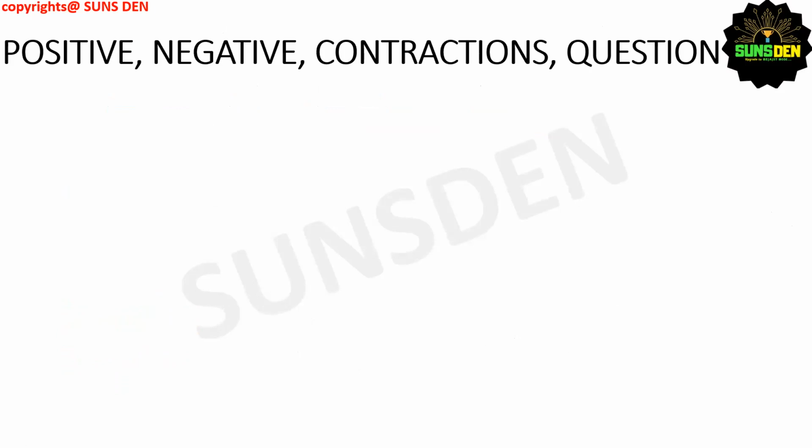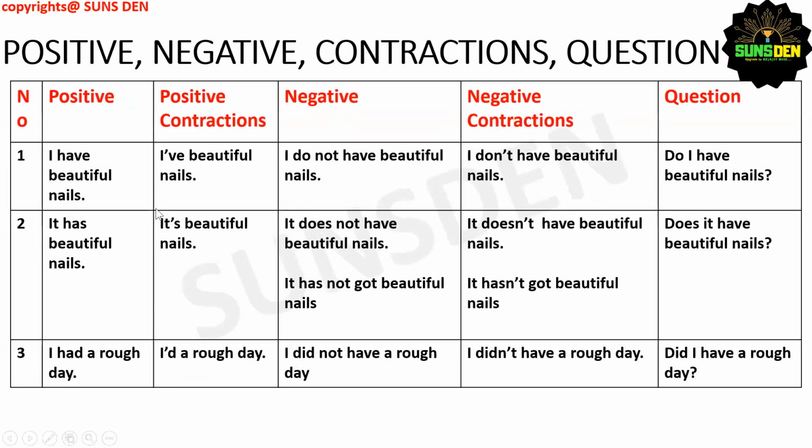Now coming to the positive, negative, contraction, and questions on have verbs. Okay, let's take some example and let's see. First one, I have beautiful nails. Contraction. Now I and have go through the contraction. HA gets chopped off with an apostrophe coming in the middle. It is pronounced as I've.